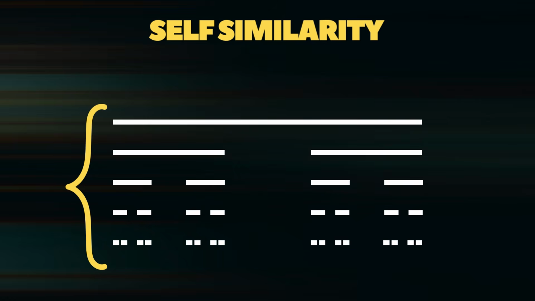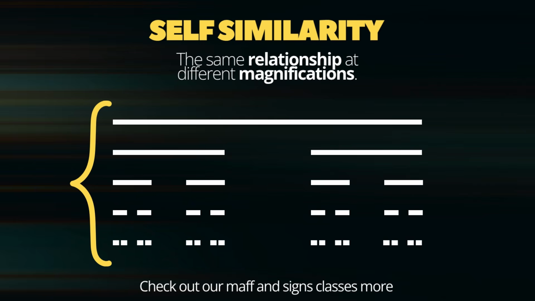Now what if I zoom in over here, or if I zoom out, or if I zoom in 1,000,000 times, or zoom out 1,000,000,000 times? What do I see? I keep seeing the same thing. Self-similarity is the same relationship expressed at different magnification. Now this exercise with these lines and taking out the middle third is called a Cantor set.